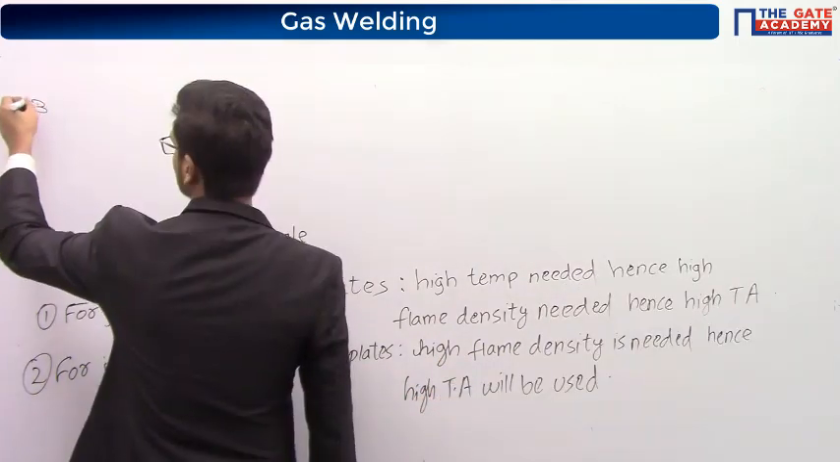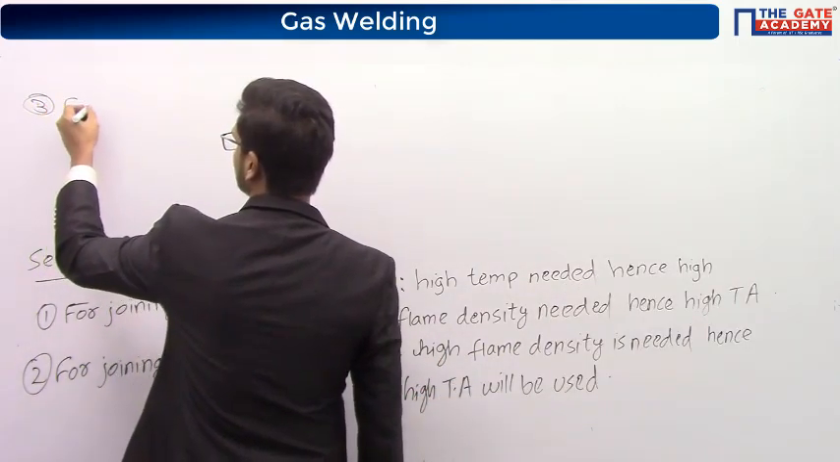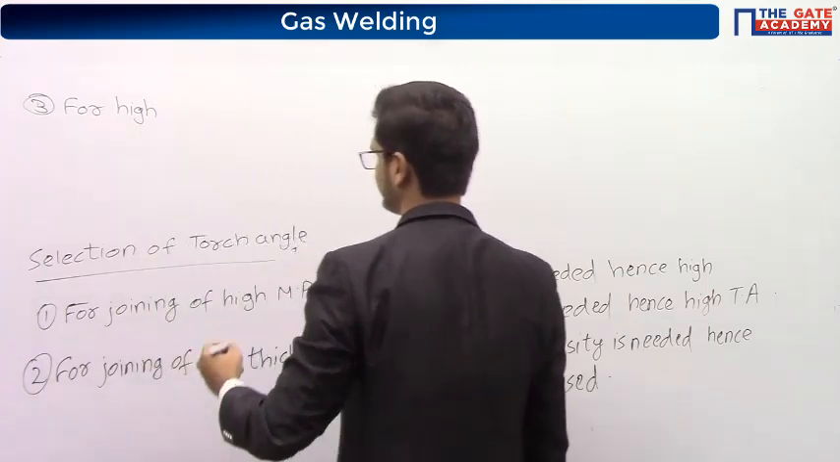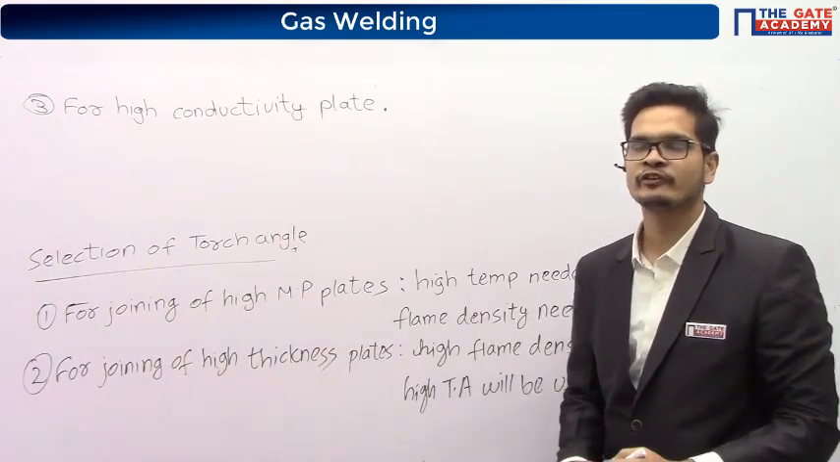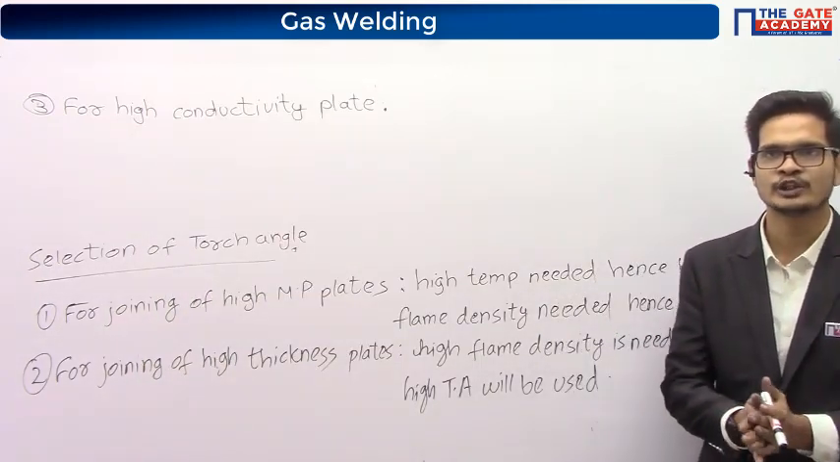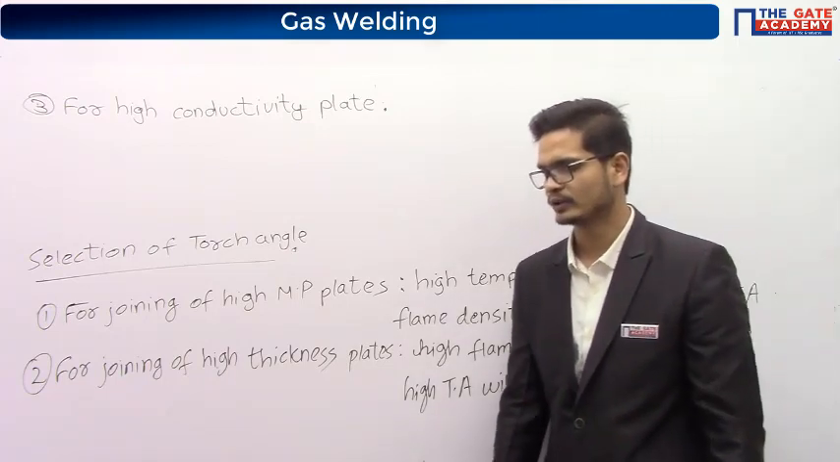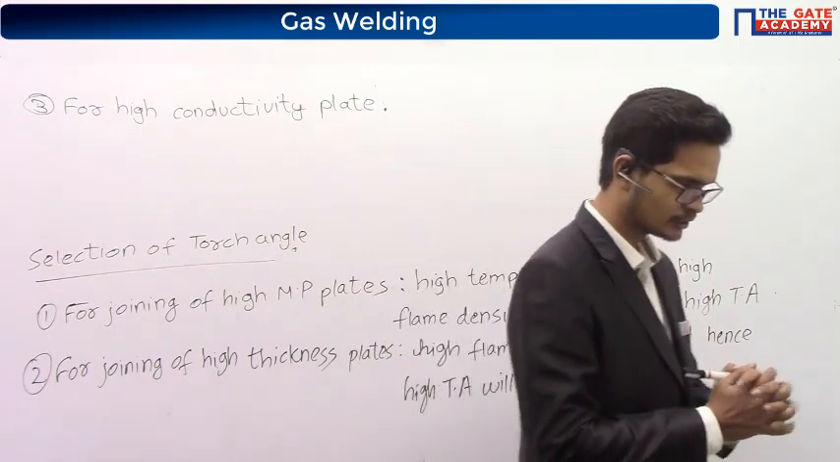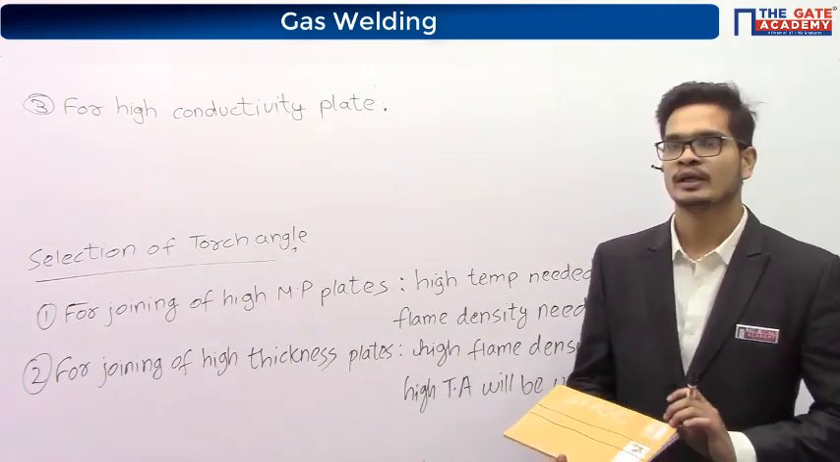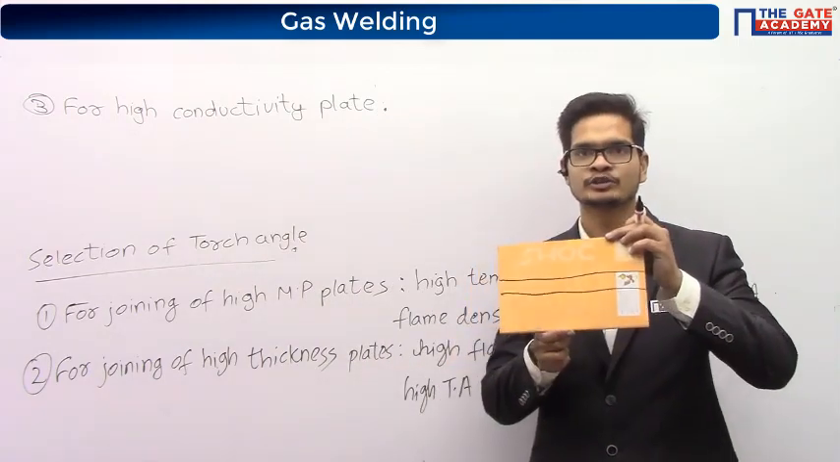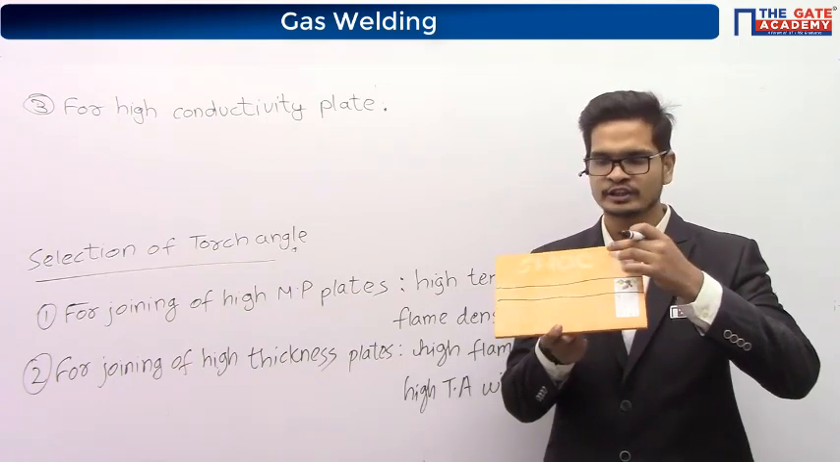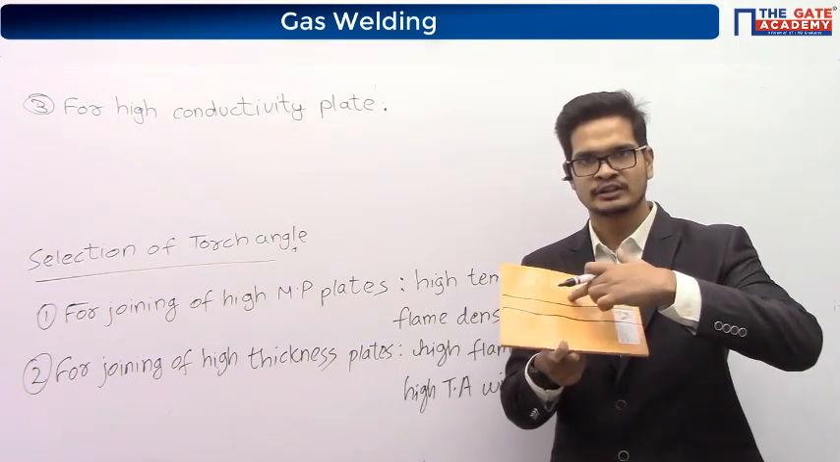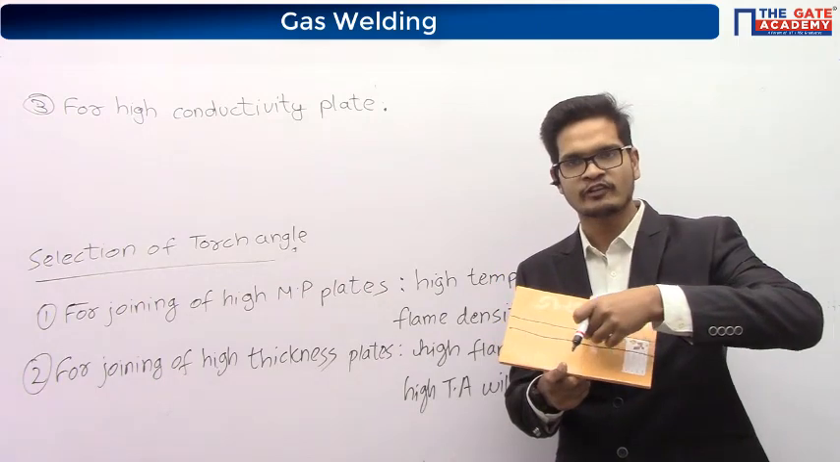Third is for high conductivity plates. For high conductivity plates, what kind of torch angle will you use, high or low? Okay guys, let us suppose this is a plate that I want to weld. These are the two plates, one plate, second plate. In between I have the crack.